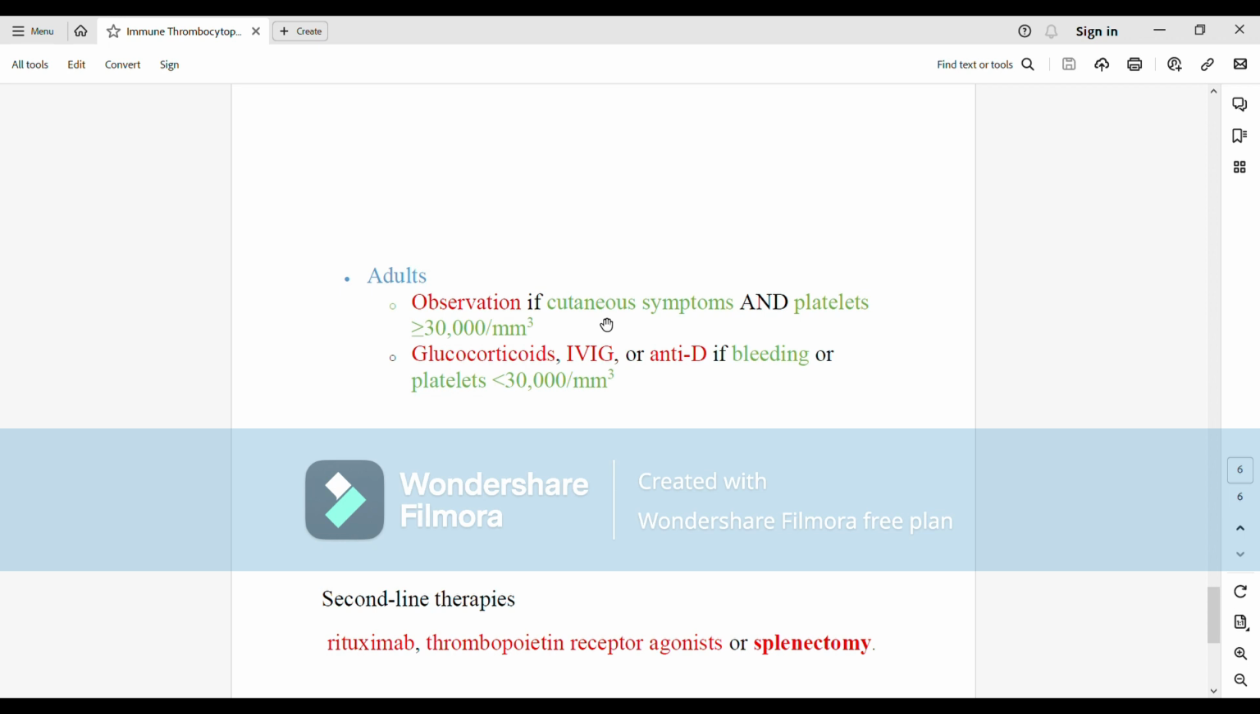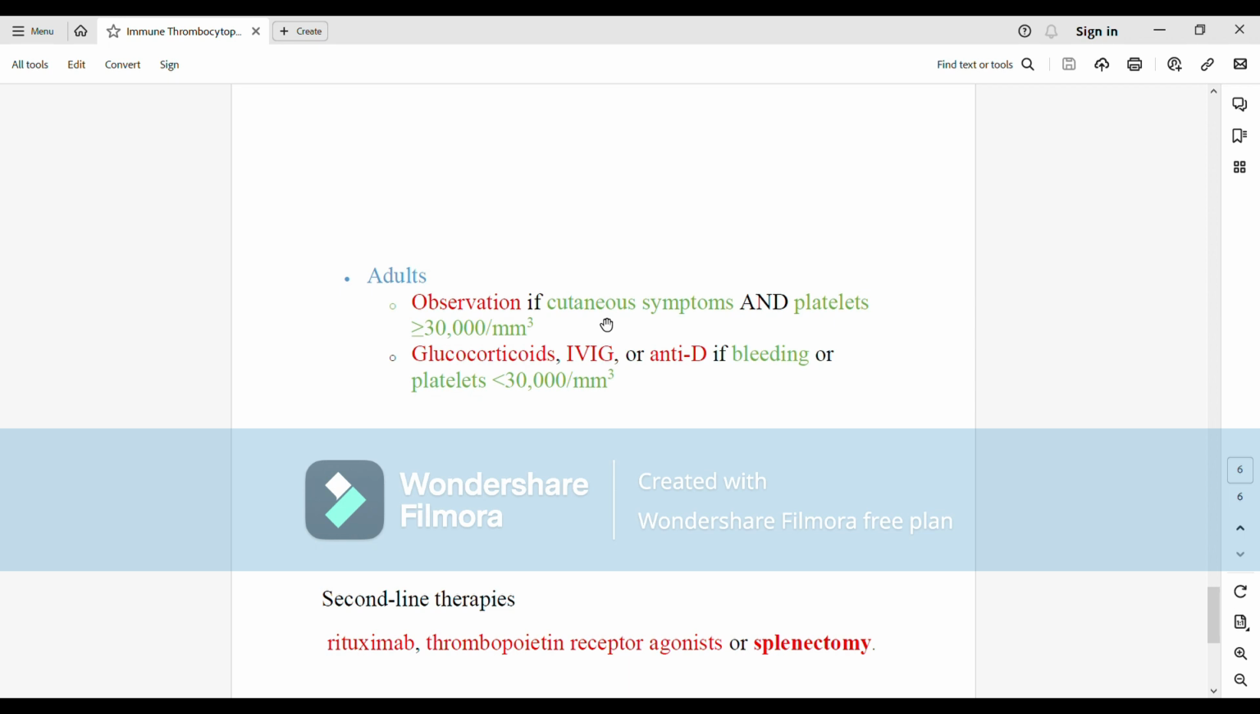As we know that in children it is usually a self-limited disease and they usually have the acute form, so we don't need to follow up with the platelets. But in adults it is usually chronic and persists greater than 1 year, so we need to follow up with the platelets. And if the platelet count is 30,000 or more, we can simply observe the patient. However, if the platelet count drops below 30,000, then we need to give some kind of treatment.